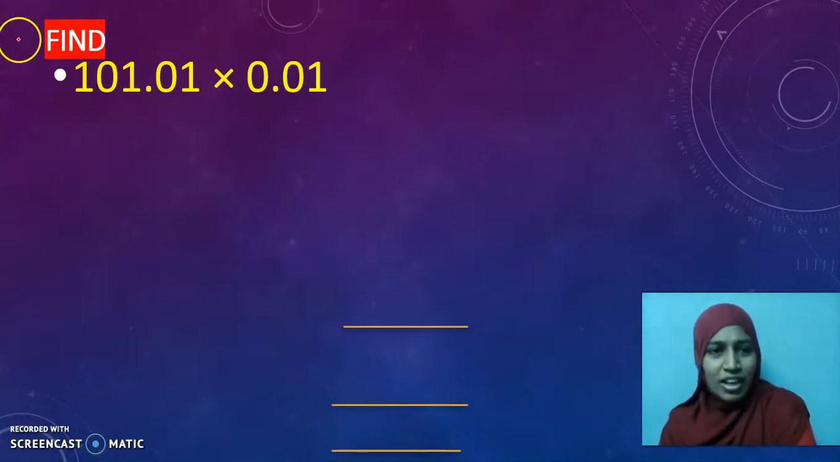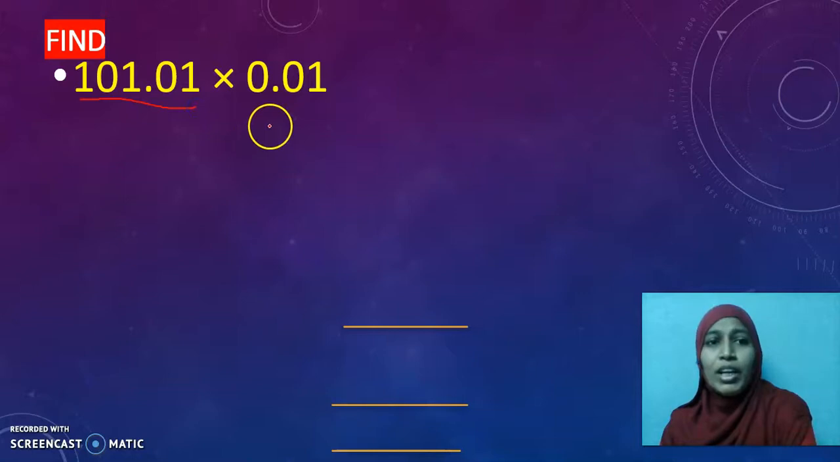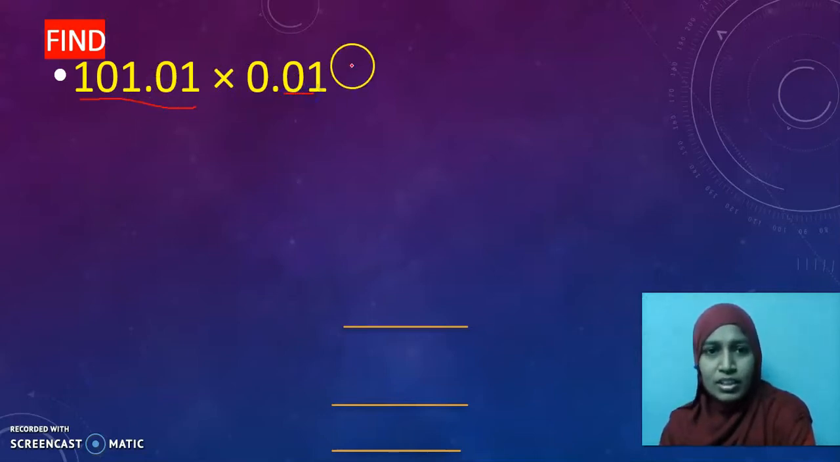So you would have got the answer. You will write the same number as the answer. The only thing is, the decimal point will change its position. Here I have 2 decimal places, and here I have another 2 decimal places. So after 4 places I should place the decimal point.